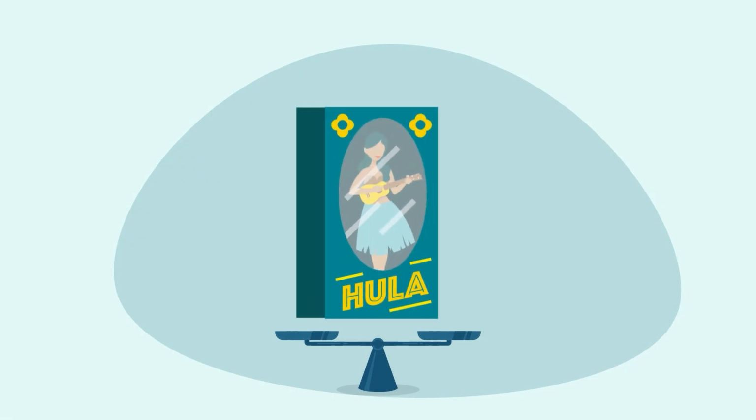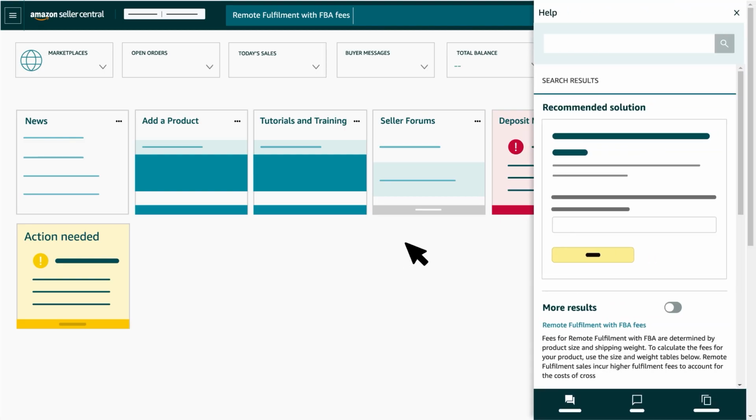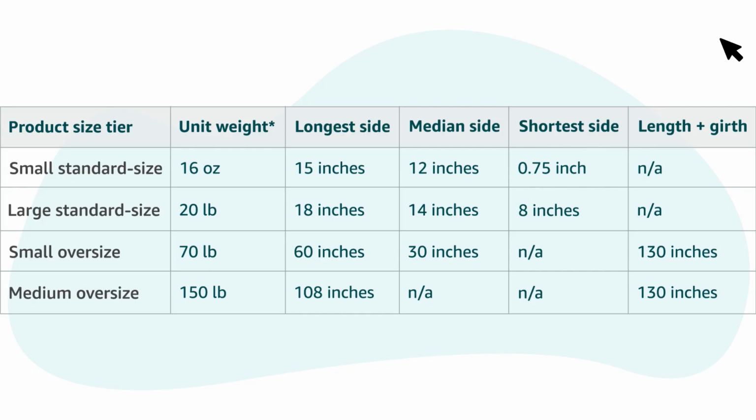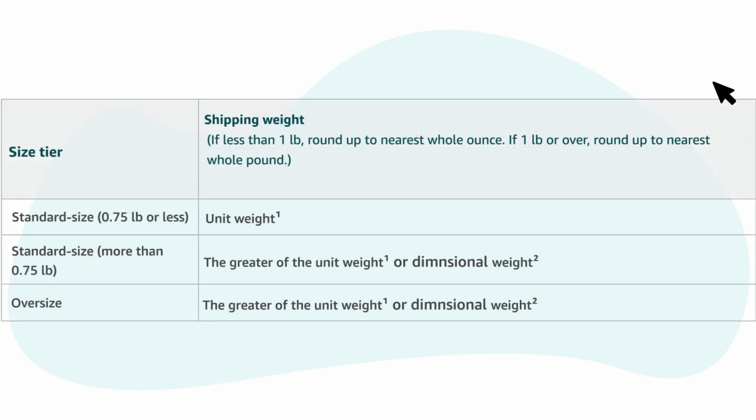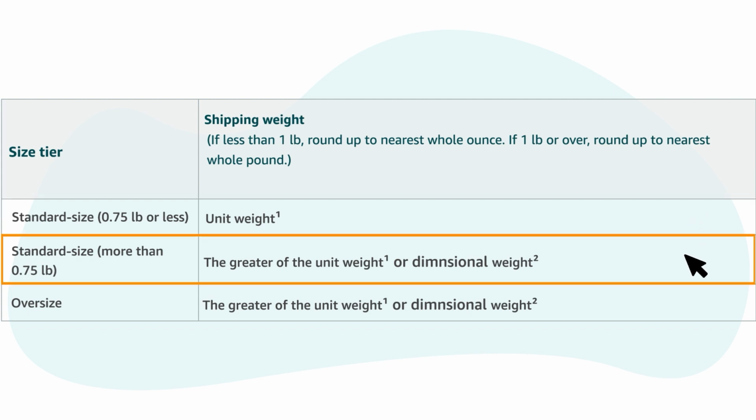To determine the product size tier: 1. Determine the volume and dimensions of the product. 2. Determine the unit weight and dimensional weight of the product. 3. You can use the table product size tier, also available on the Remote Fulfillment with FBA Fees help page, to determine the right size tier. For standard size products that weigh 0.75 pounds or less, use the unit weight. For all other products, use the larger of either the single unit weight or the dimensional weight.